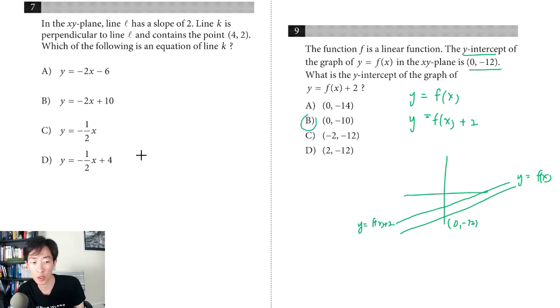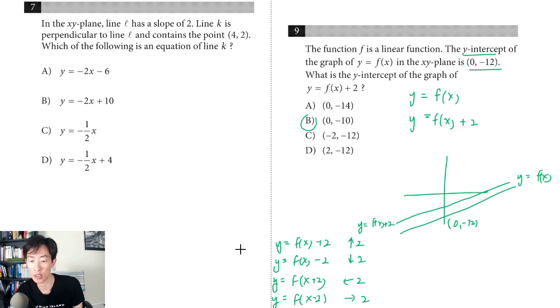In a general sense, what you want to memorize is that when you add 2 to f of x, your graph is going to go up 2. And that stands to reason that when you subtract 2 from f of x, your graph is going to go down 2. But the tricky part is what happens when you add 2 to the x value. Your graph is actually going to move not to the right, but to the left. And when you subtract 2 from the x value, your graph is actually going to move 2 to the right. So this is what you need to memorize for the SAT. If you memorize this, you'll do fine on any of these questions.